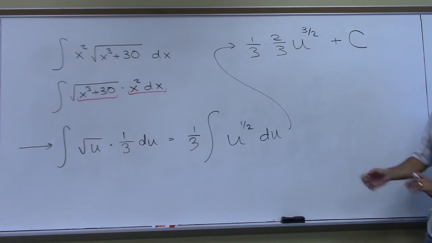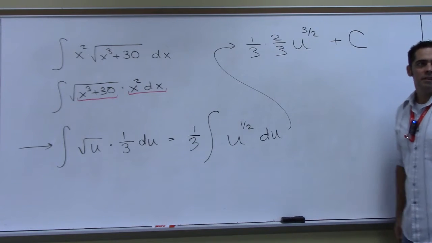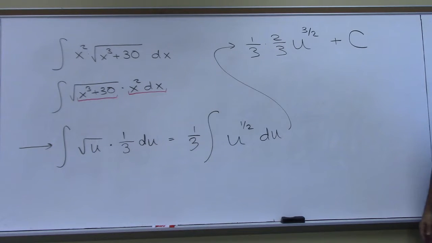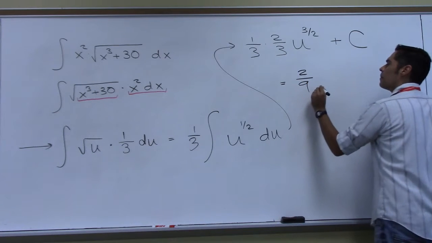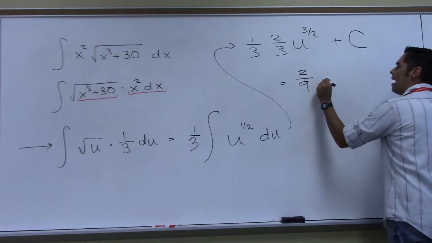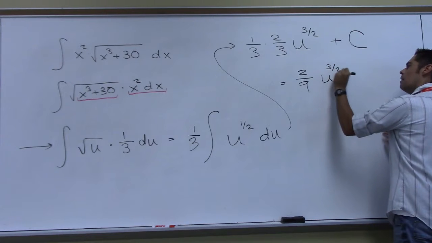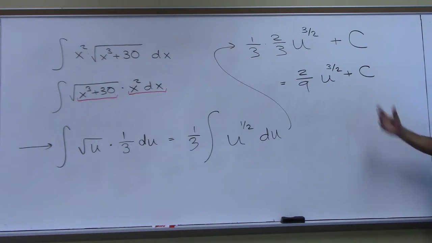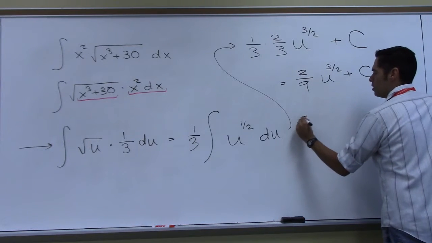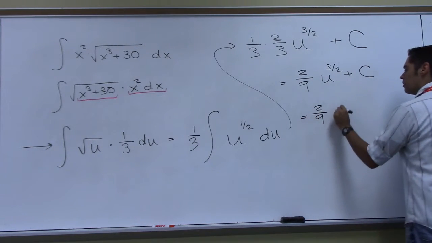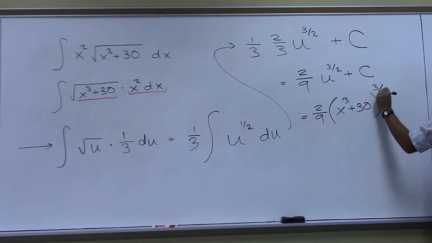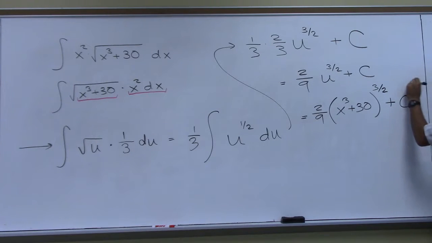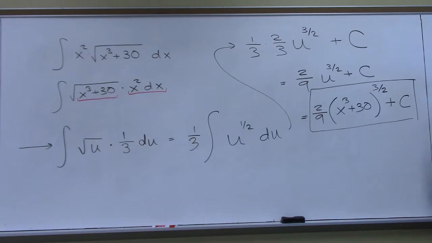It's just keeping track of the variable, but if you want it to do something, then let it be your c or something. All right, so this becomes, let's see, 2/9 u to the 3 halves, plus c, and then we can actually go back now and replace u with what u was. So what was u? x cubed plus 30, the entire quantity raised to the 3 halves plus c. And that's our answer. And we could always check it by taking the derivative, couldn't we?